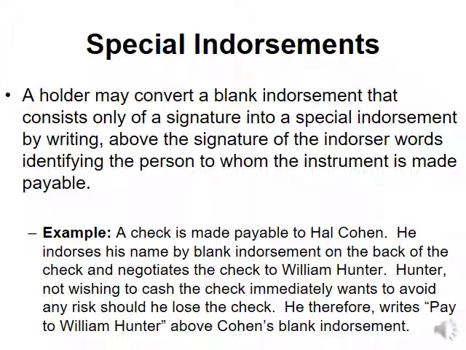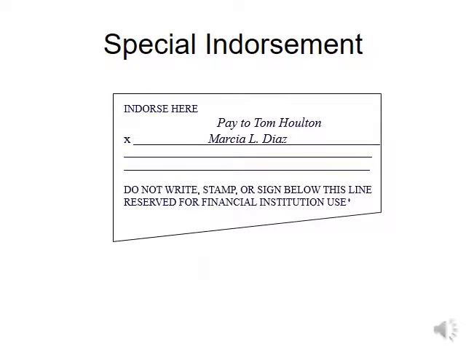If Hunter puts on top of Cohen's signature pay to William Hunter, by putting that pay to William Hunter he has made this a special endorsement, which means this is an order instrument above that blank endorsement. So he's changed the character of the instrument. This is an example of a special endorsement.